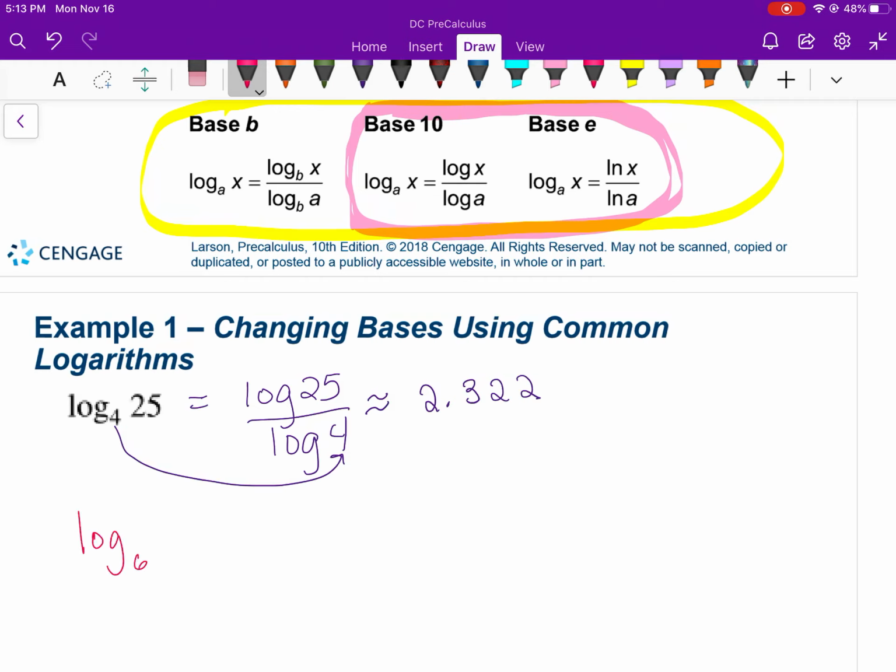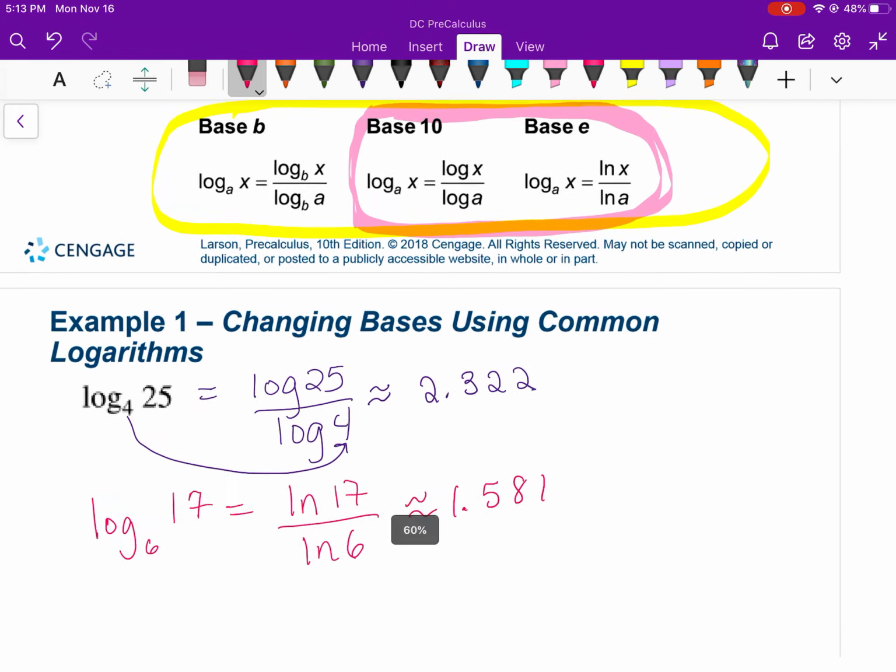So log base 6 of 17 would be, I'm just going to do the ln this time, and that's going to be 1.581. Okay, so that's how you do those problems.